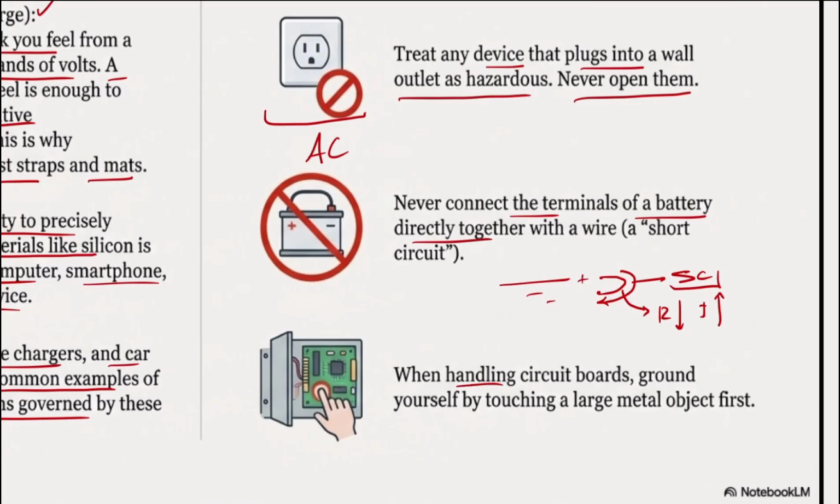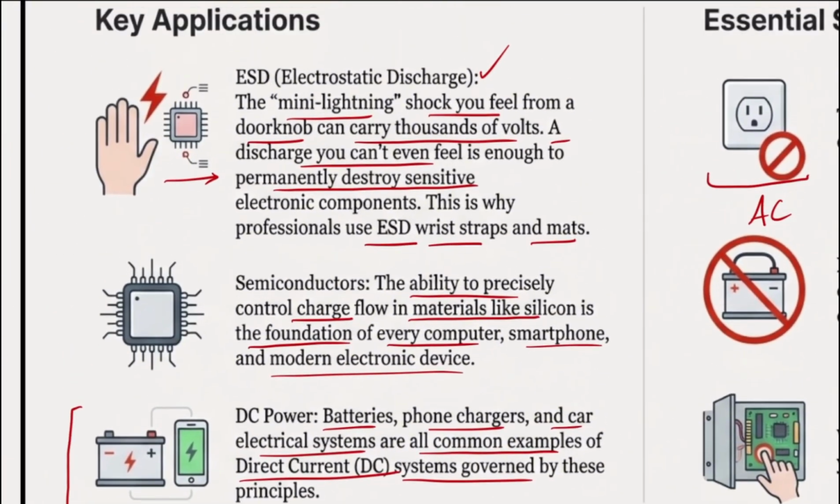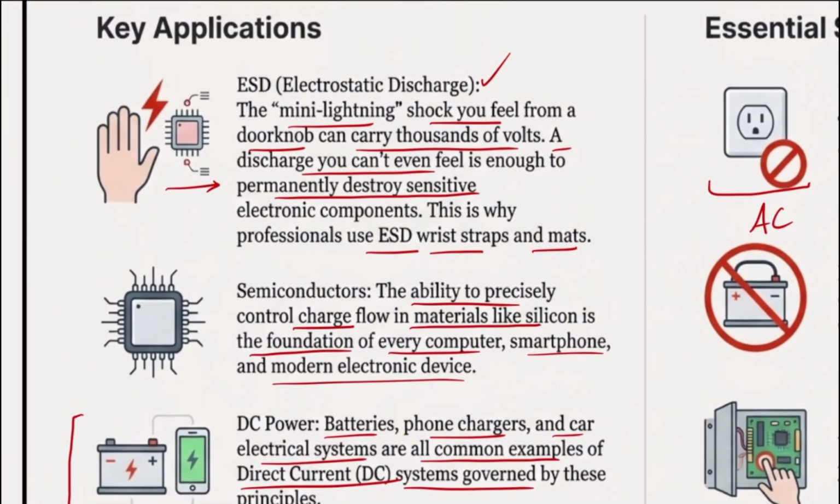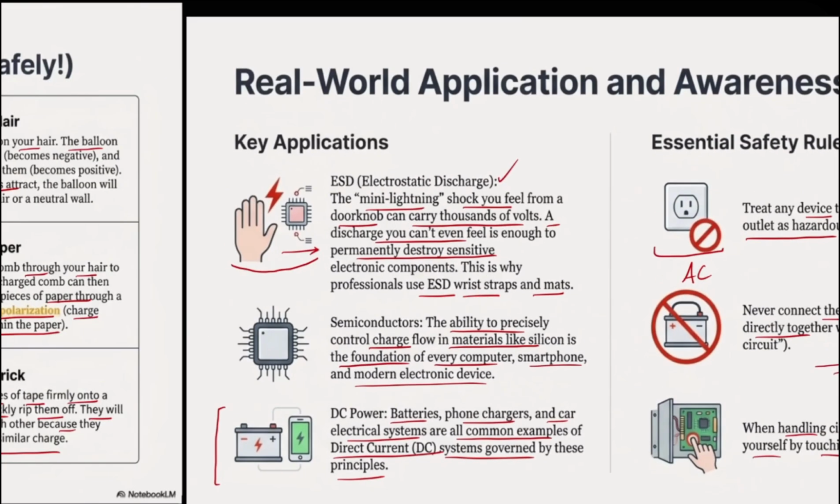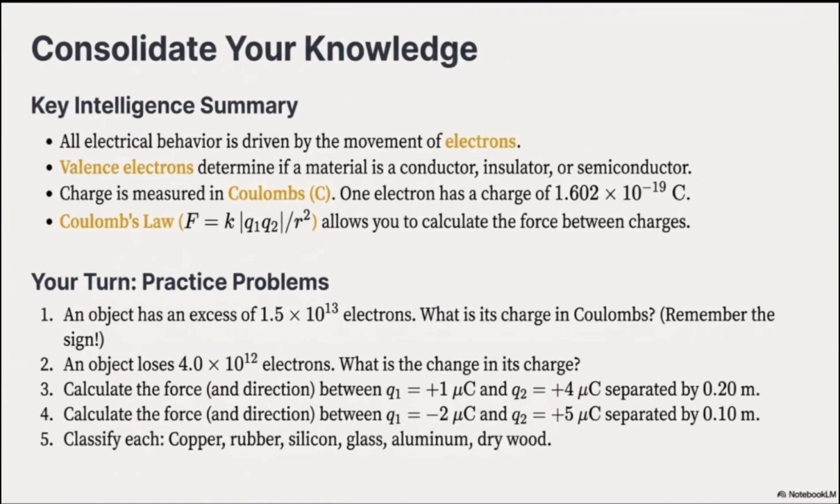When handling circuit boards, ground yourself by touching a large metal object first. Why? As I just told you, our hand could be a carrier of so many charges, or so many electrons. So by touching that specific electronic device, we are going to discharge thousands of volts in a very, very short amount of time. And this could be deadly for our electronic system itself.